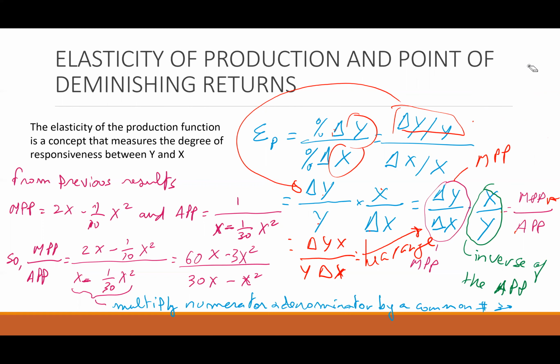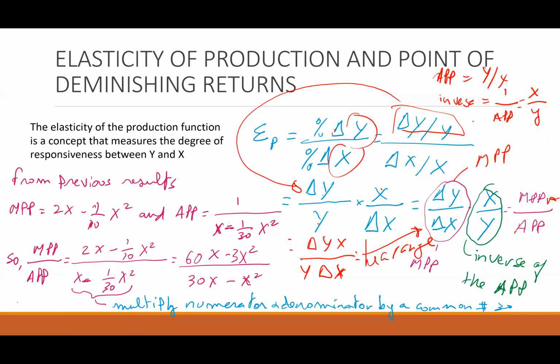So average physical product equals y divided by x, and the inverse equals 1 divided by average physical product, which is equal to x divided by y. Okay. And so at the end, elasticity is marginal physical product divided by average physical product.